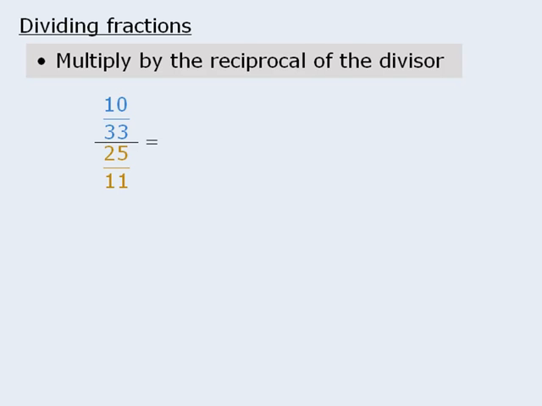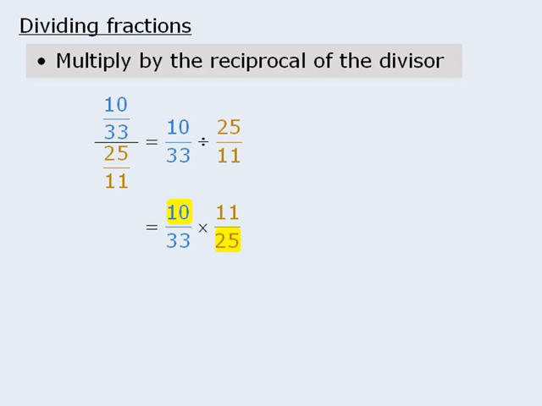To simplify this awful-looking fraction, we should recognize that the fraction here can be thought of as division. In this case, it is the same as 10/33 divided by 25/11. To perform this division, we multiply 10/33 by the reciprocal of 25/11, which is 11/25. Now before we multiply, we should cross simplify.